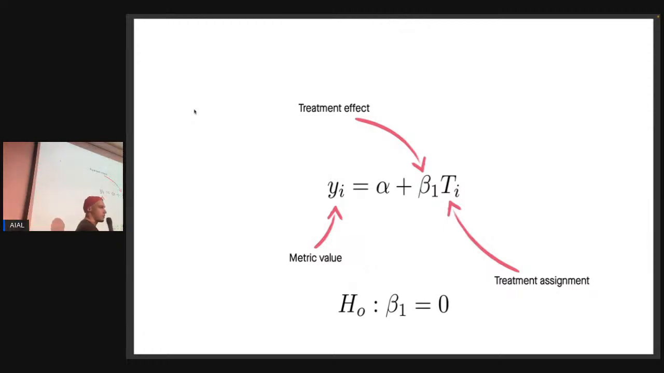Now, why do you need to learn linear regression? The way you analyze these tests is, one, you can do a t-test, or you can do a linear regression, where your metric value for a particular user is the y here, the intercept is alpha, the beta 1 is your treatment effect, and the t is the indicator variable: 0 if your user is part of the control group, or 1 if they are part of the treatment group. And the hypothesis you're testing is whether there is any treatment effect. So if there is no treatment effect, beta 1 will be 0, and if there is a treatment effect, it will be some value. Could be negative, could be positive.